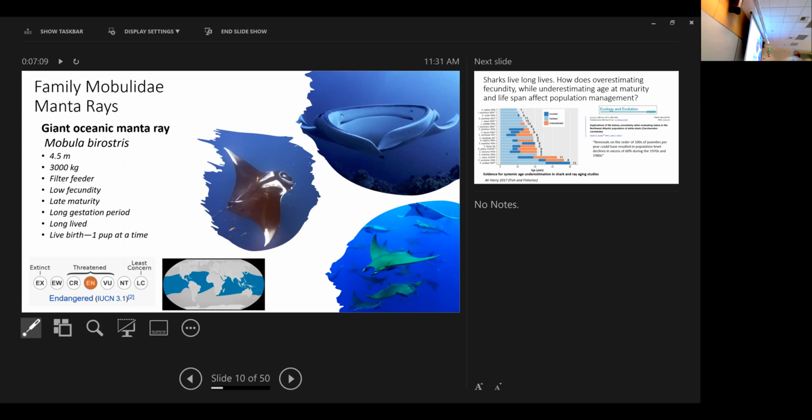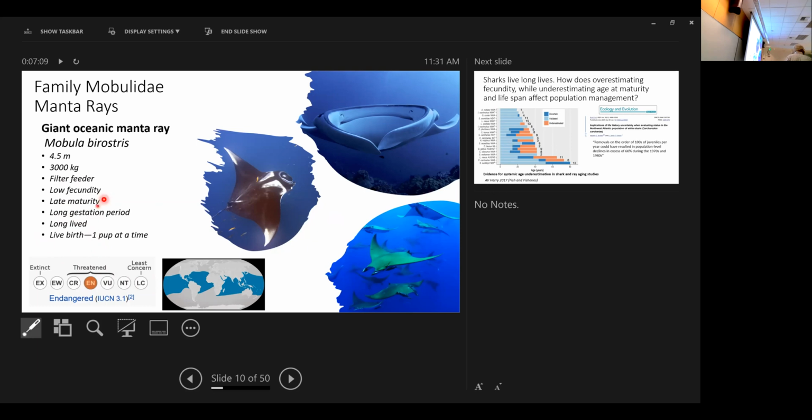Why? Because in order to support such a large body, you need to be able to get a lot of what's out there. And zooplankton is an efficient way to feed because there's so much of it. You're not going through separate trophic levels, losing energy along the way. They have very low fecundity. They give live birth one pup at a time. They have a very late maturity and a long gestation period, and they're very, very long-lived.